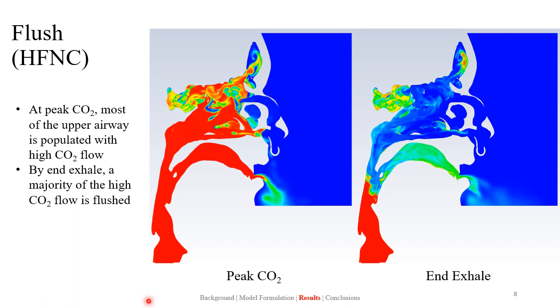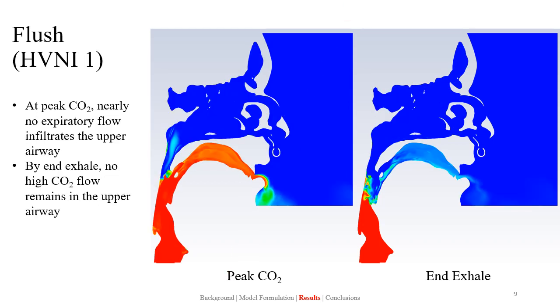For HFNC, at peak CO2, most of the upper airway is populated with high CO2 flow other than this region directly surrounding the cannula flow. By end exhale, a majority of the high CO2 is flushed, other than small regions in the upper airway that still contain high CO2 flow. This is significantly less high CO2 flow in the airway than with no therapy.